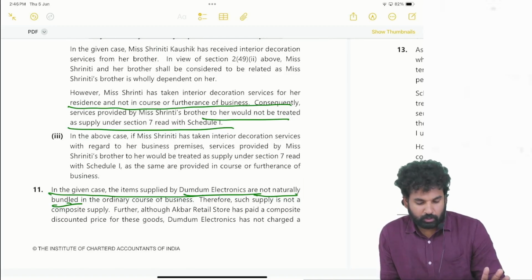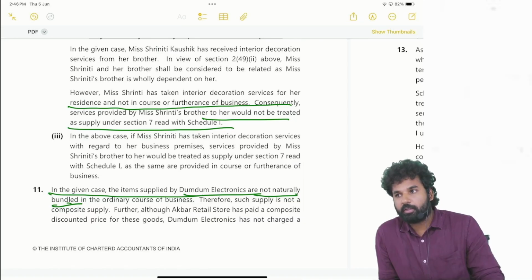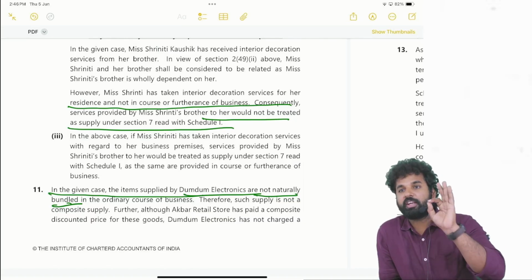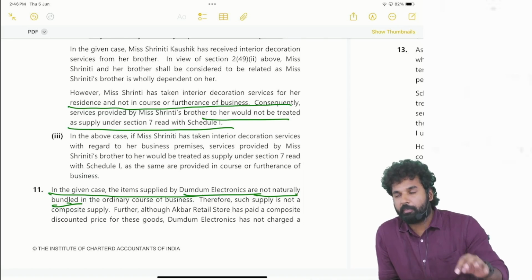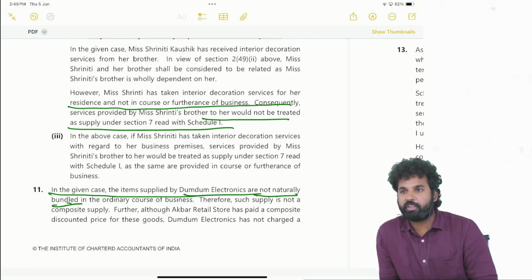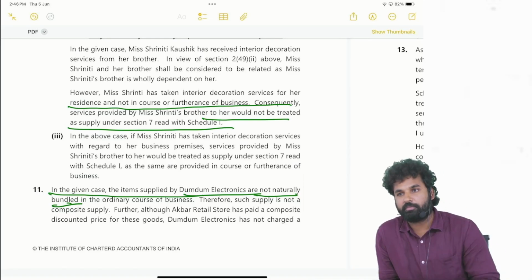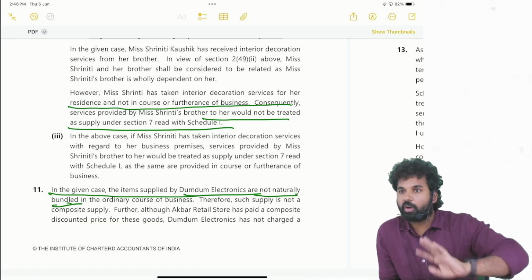If it is not composite, we need to check mixed. But for a mixed supply, a single price has to be charged. That means single invoice and single value has to be there. But what happened here? Each item has been mentioned separately, each price separately against the item. We have already discussed this. A separate rate has to be charged for each and every item. So this is neither mixed nor composite.